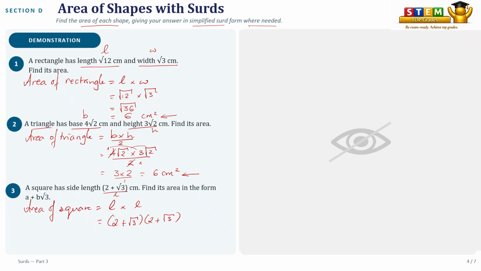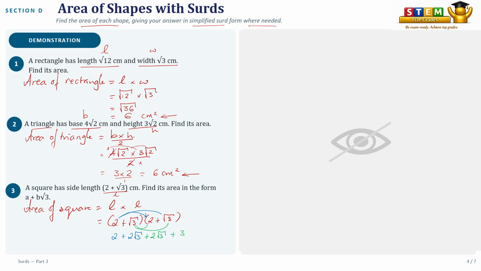Okay, so our first set of multiplications, there we go. So 2 times 2 will give me 4. 2 times plus root 3 is going to give me plus 2 root 3. Then the second one is going to be root 3 times 2 again, so that's going to be 2 root 3. And then root 3 times root 3. So we are squaring a surd, and that will end up giving me just a number.